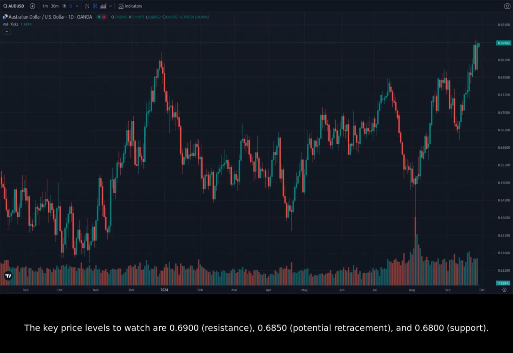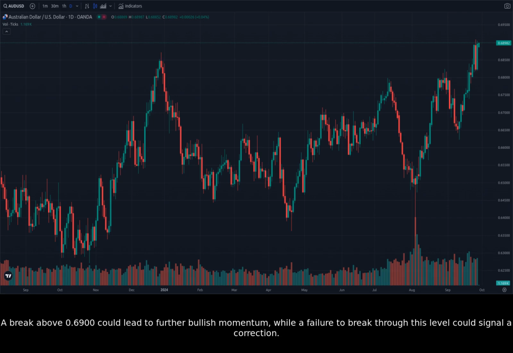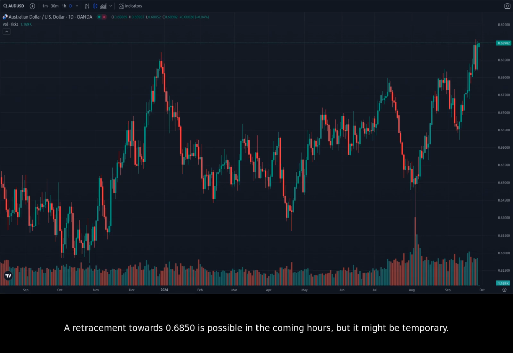0.6900 resistance, 0.6850 potential retracement, and 0.6800 support. A break above 0.6900 could lead to further bullish momentum, while a failure to break through this level could signal a correction. A retracement towards 0.6850 is possible in the coming hours, but it might be temporary.